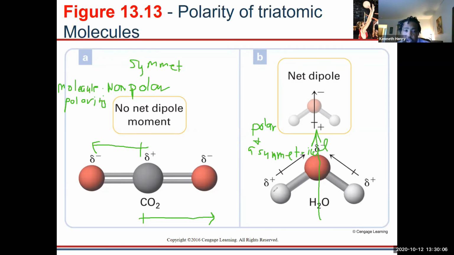So they're only here a little bit. They spend most of their time here. So since electrons are negative, it's going to be partially negative. That's why we get that partial negative part, right?